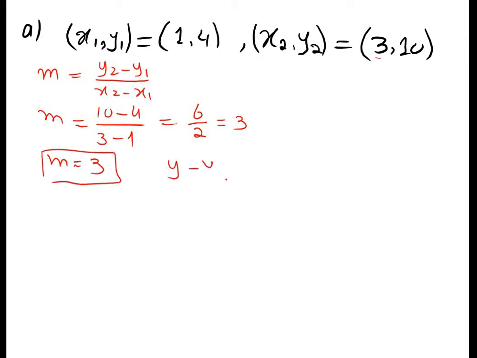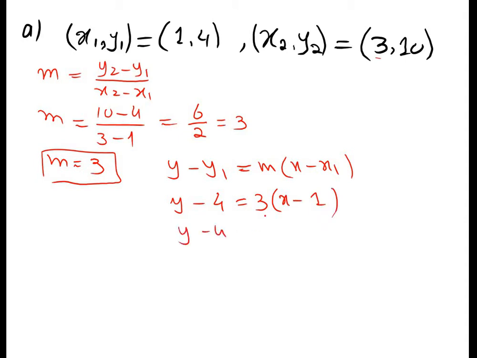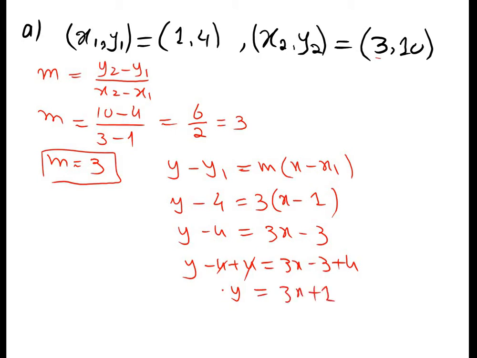Again now you can substitute in the formula. y minus y1, where y1 is 4, m is 3, and x minus x1 is 1. Open it up: 3 expanded, 3 times x is 3x minus 3, and then add 4 on both sides. So these cancel out each other, and we get 3x plus 1. So that is the equation of the straight line.